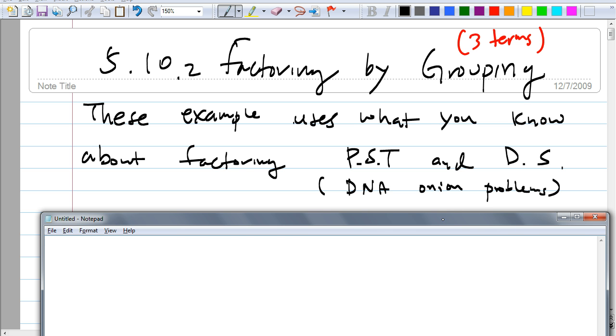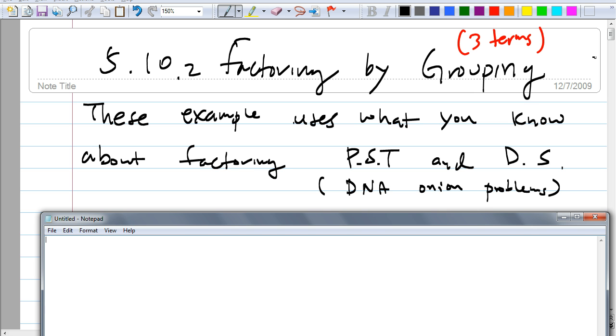Does that make sense? And of course, those three terms will be a perfect square trinomial, and I refer to them as the DNA onion problem. You guys remember that? Yeah, we did this before too, right? So you should be pretty familiar with these. So we need to review what a PST is, and what the difference of squares is.